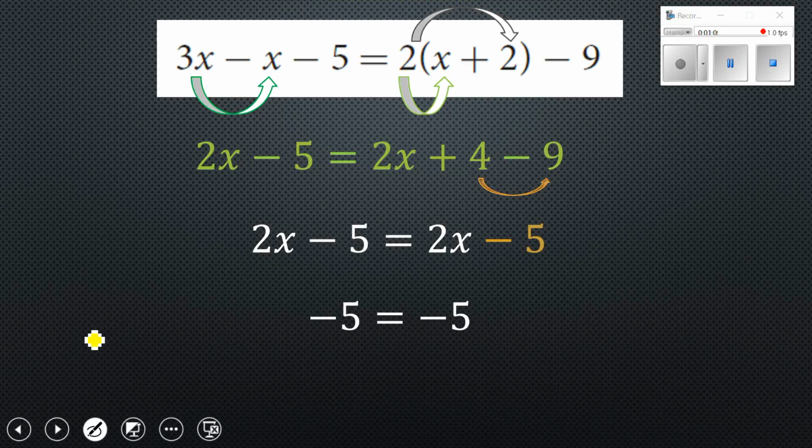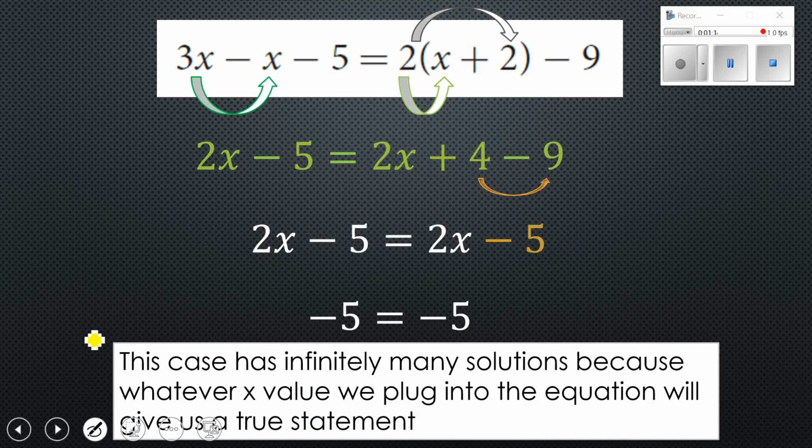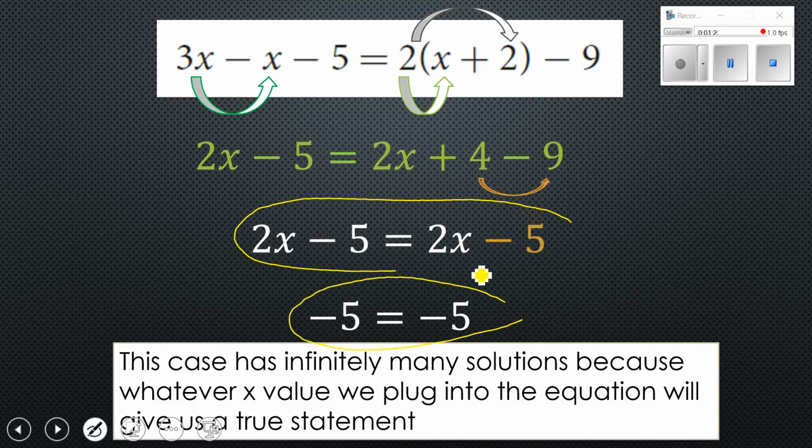And that's always going to be true no matter what x we choose. So this case has infinite many solutions, because whatever x value we plug into the equation will give us a true statement. So the key here is to recognize that you get something equal to itself, always. And let's look at an example. Let's just choose x equals 2.